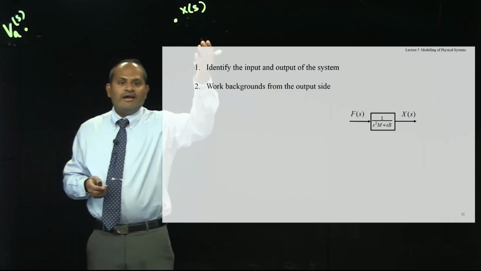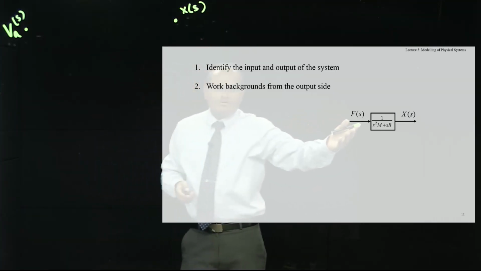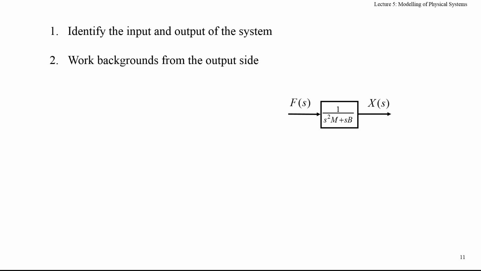First identify this block, x of s equal to F of s times 1 by s square m plus sb. So the force produces x of s. Now what produces force? Current produces force. So this is the second block: the current produces force, force produces x of s.